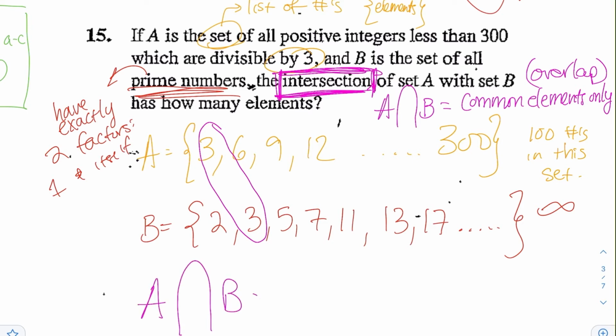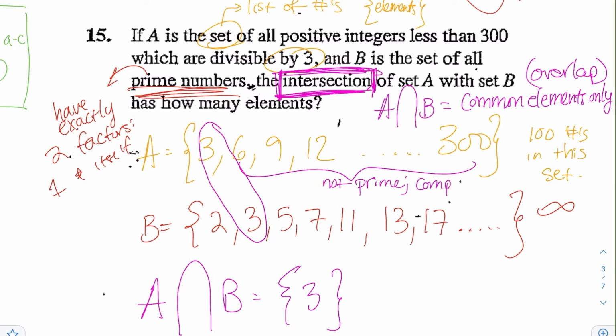The intersection of A and B is just equal to the set with 3 in it. 3 is the only prime multiple of 3. All the other numbers that are multiples of 3 are not prime. They're composite. They'll have a factor of 3, so they have more than 2 factors. So because of that, the intersection of A and B will have just one element. So the answer is 1. And that one number is 3.